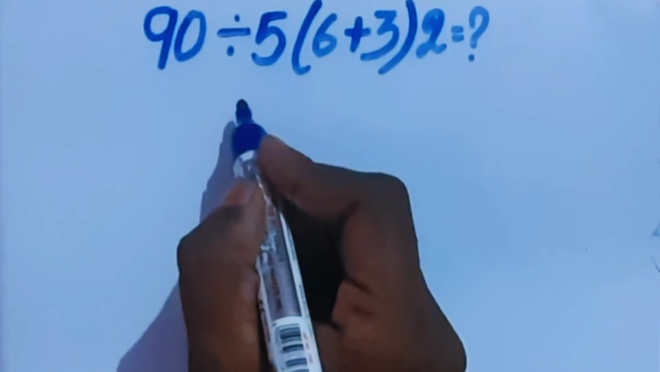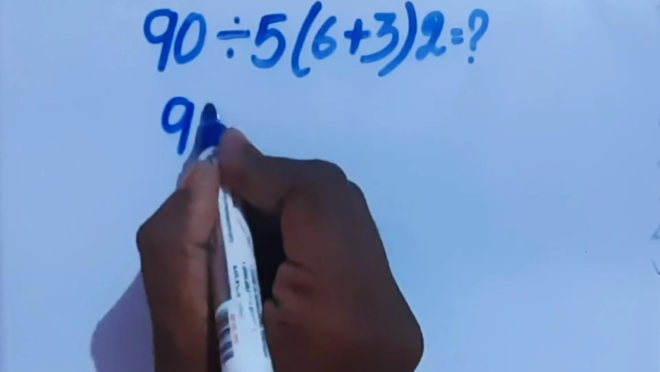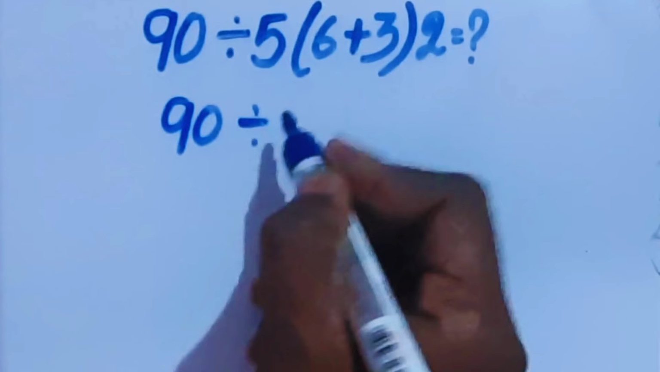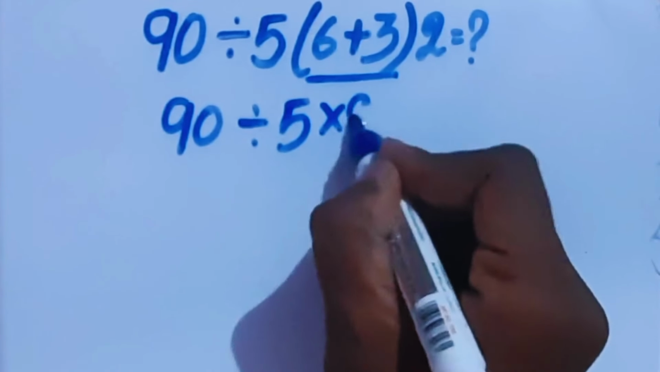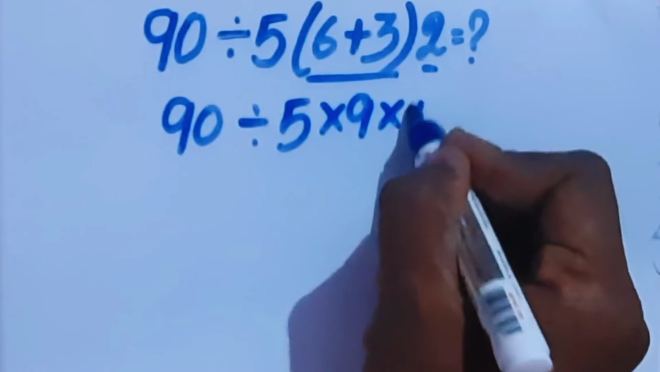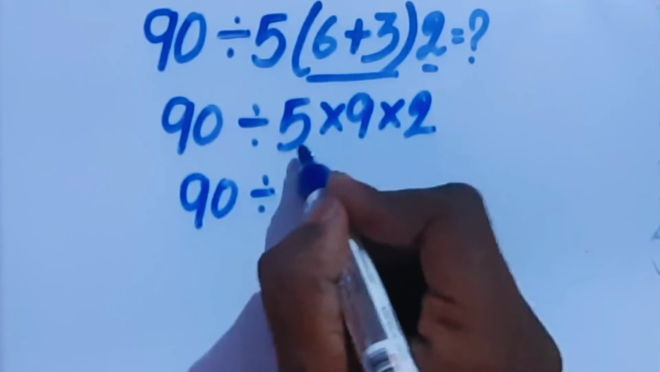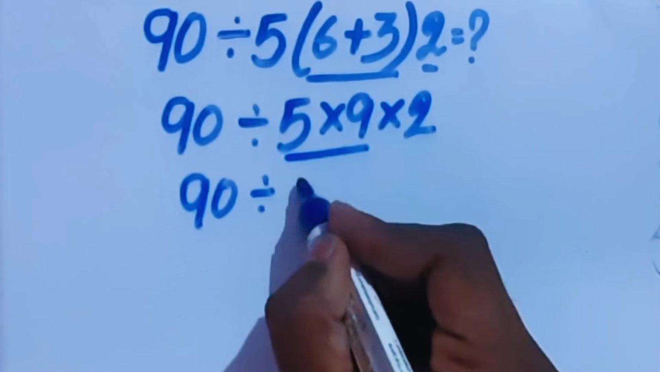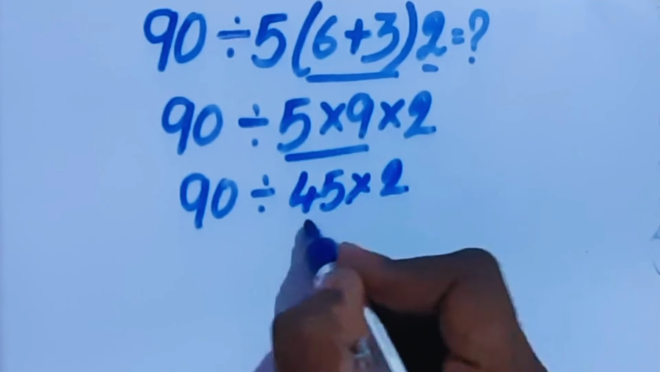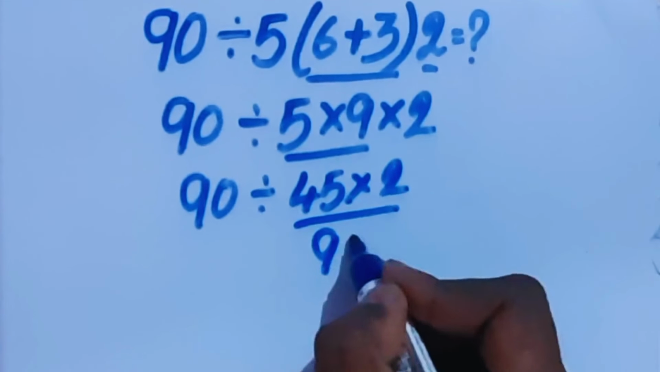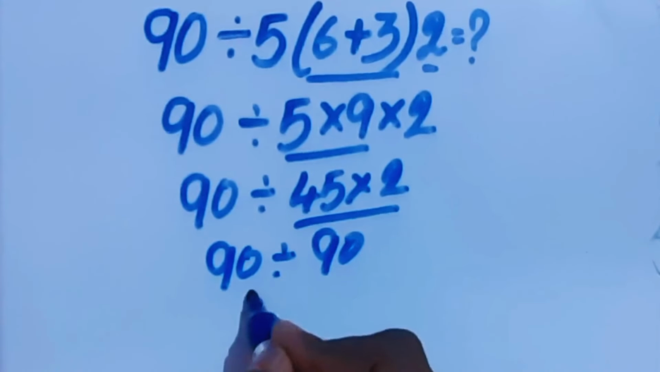Hello guys, most people get the answer 1 for this problem the wrong way. Here, 90 divided by 5 times this 9 times this 2. Here, 90 divided by this is 45 times 2. Here we'll get 90. Then 90 divided by 90 is 1.